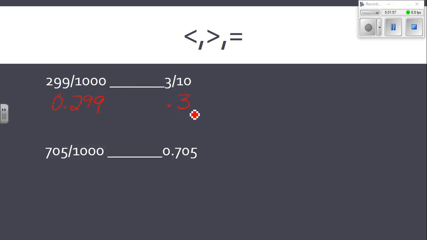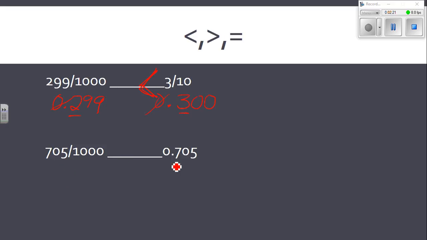So if I look at these, I notice this one has 3 spots after the decimal, and this has 1. So I need to add some zeros to make sure they have the same amount of numbers. So they both start with a 0. That doesn't change anything. But this has a 3 and this has a 2, which means which one is larger? Very good, 3/10.